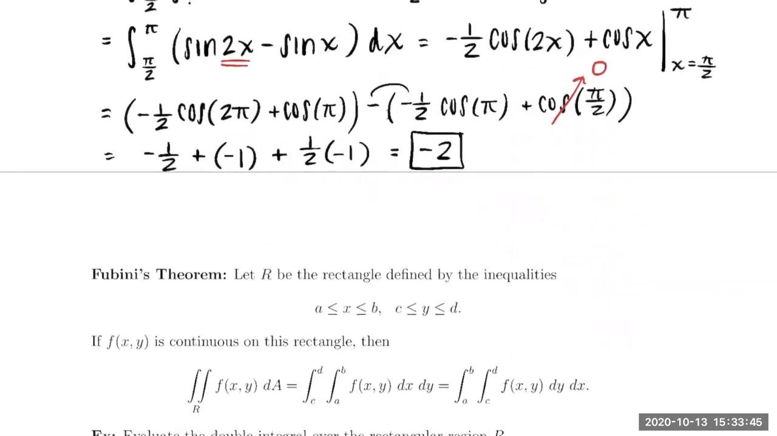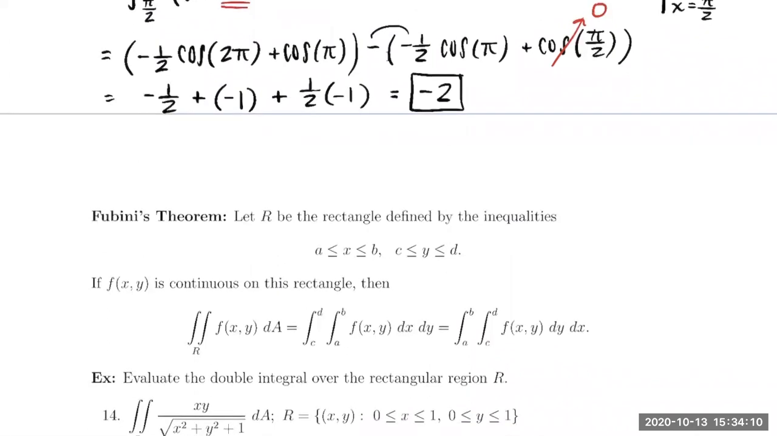All right. So to start the top of page 2, we introduce what's known as Fubini's Theorem, and it says the following. If you have a rectangular region, and we'll define that as x is ranging from a to b and y is ranging from c to d, and if you know that your multivariable function f of xy is continuous on this rectangle, then the order of integration doesn't matter.